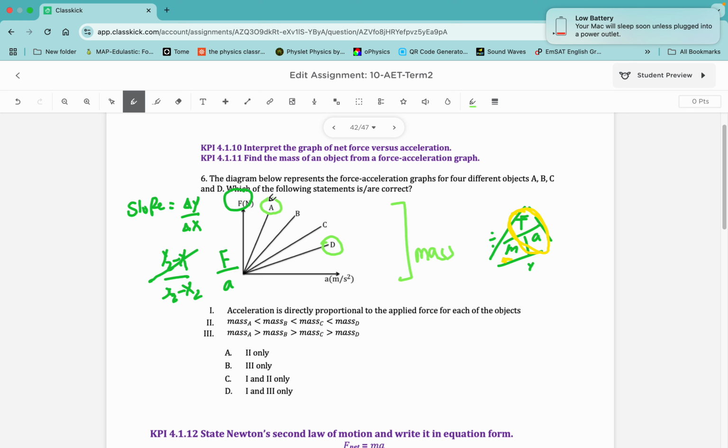Now, going to the point that talks here, we have 3 options. Which one of these options is correct? Acceleration is directly proportional to the applied force. We just answered this question. This is correct. Going to this, mass A is smaller than B, which is smaller than C, that is smaller than D. This is not correct. So mass A is greater than B, and B is greater than C, C is greater than D. This is correct. So the correct option is D, which is I and III.